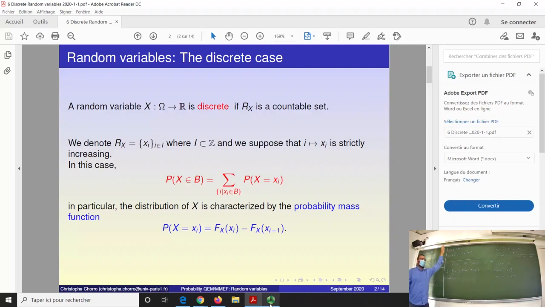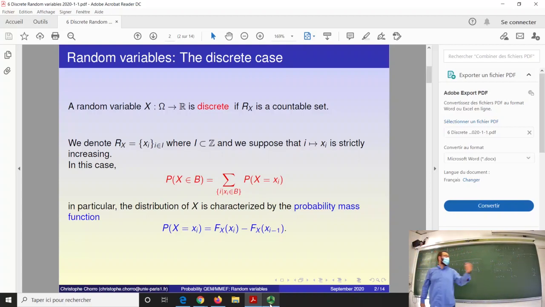So my set of possible values is countable. It's included in, and this letter is for countability. No, it's Z. Okay, so once again, on the side of the prerequisites, I have introduced special notations for particular sets. You have the real numbers, you have subintervals of R, you have the integers that I call this way, and you have the natural numbers that I define this way.